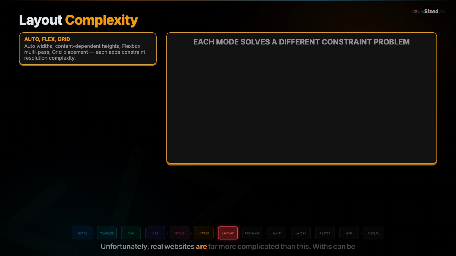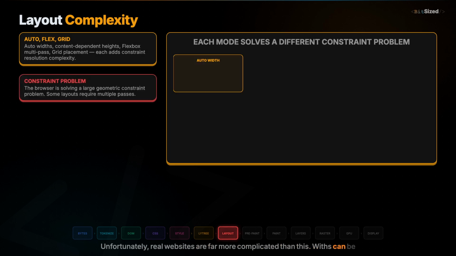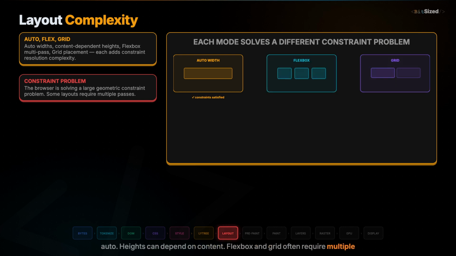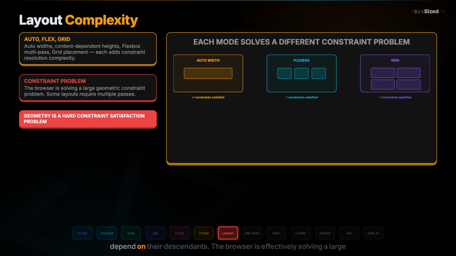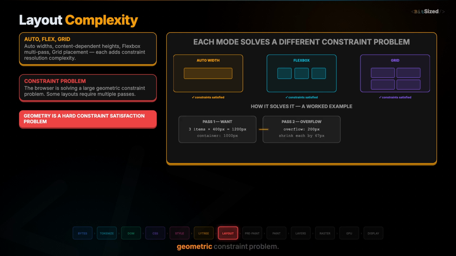Unfortunately, real websites are far more complicated than this. Widths can be auto. Heights can depend on content. Flexbox and grid often require multiple layout passes. Some elements depend on the sizes of their siblings. Others depend on their descendants. The browser is effectively solving a large geometric constraint problem.